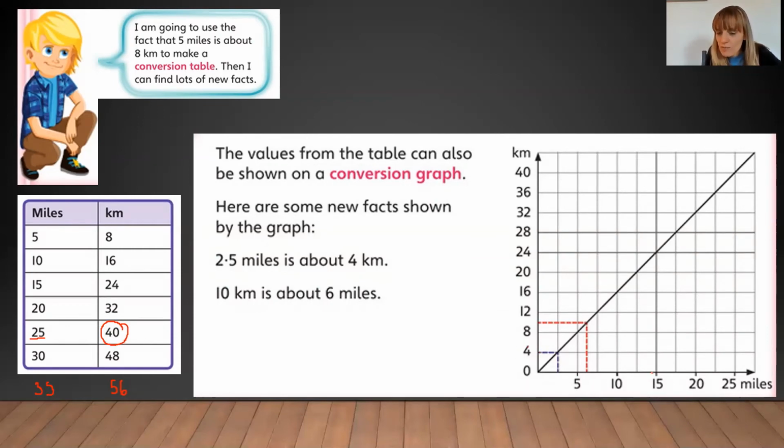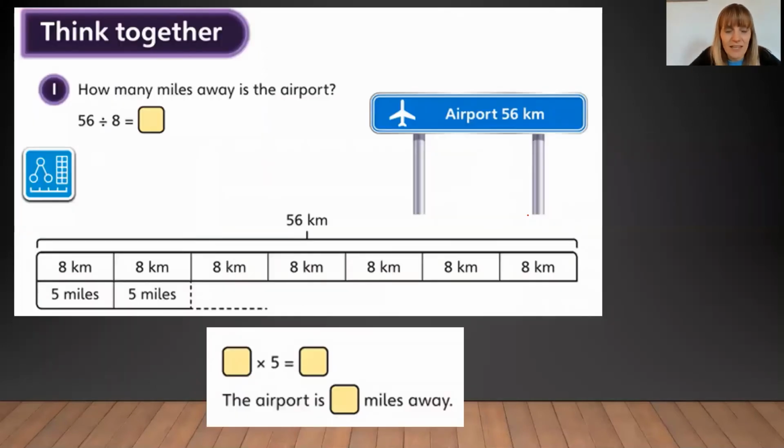And I could use my graph then to think, well, if I'm going in between these amounts, can I use that to help convert either into kilometres or miles, or vice versa? So this is what's called a conversion table and a conversion graph. It just sometimes makes our work a little bit quicker. So let's have a look at this in our thing together.